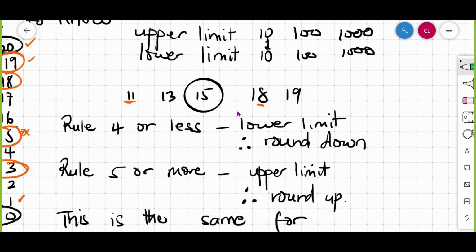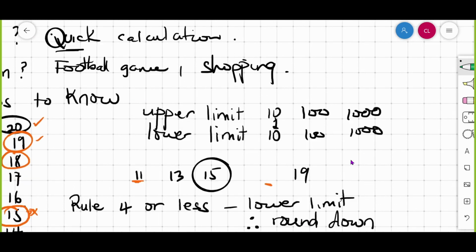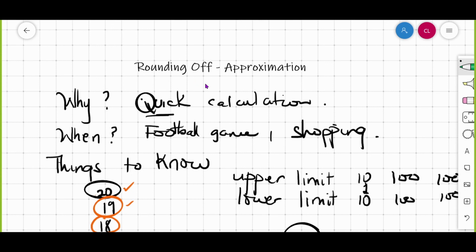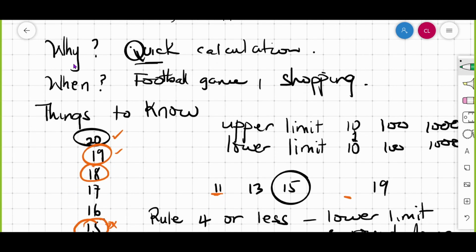So in this episode, we were looking at rounding off. In some places, they also call it approximation. Why do we need to know about rounding off? It can help us with quick calculations.